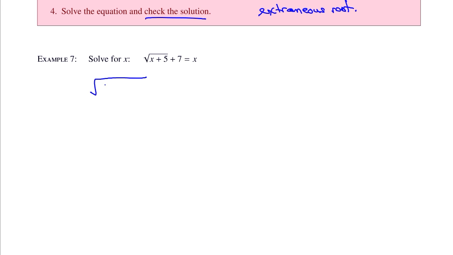So I'm going to leave square root of x plus 5 on the left. I'm going to move the 7 to the other side. It moves over as a negative.